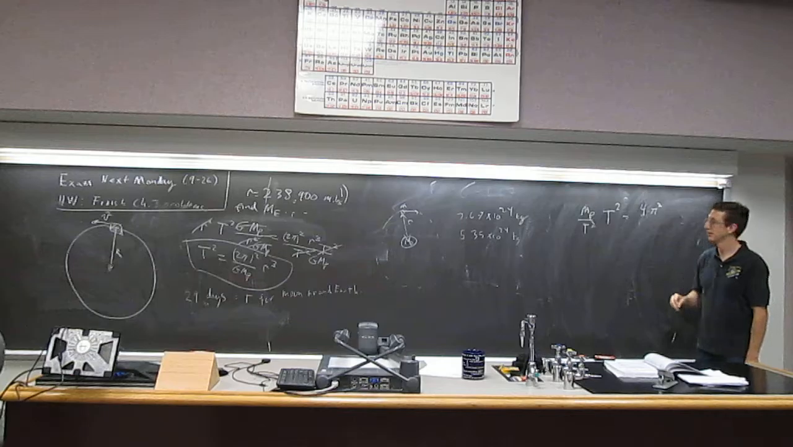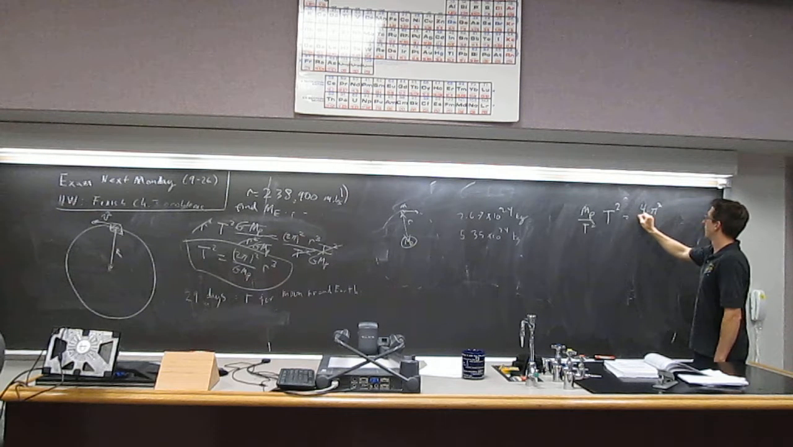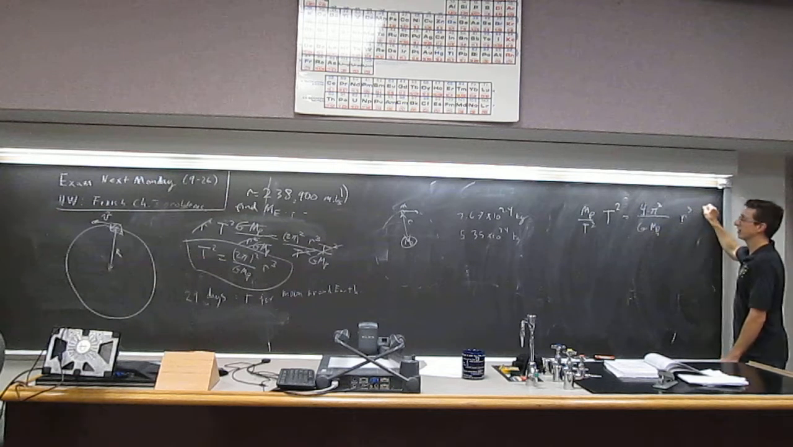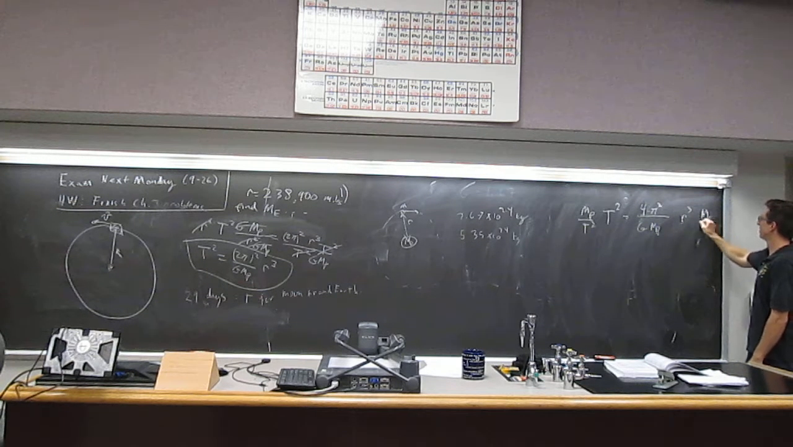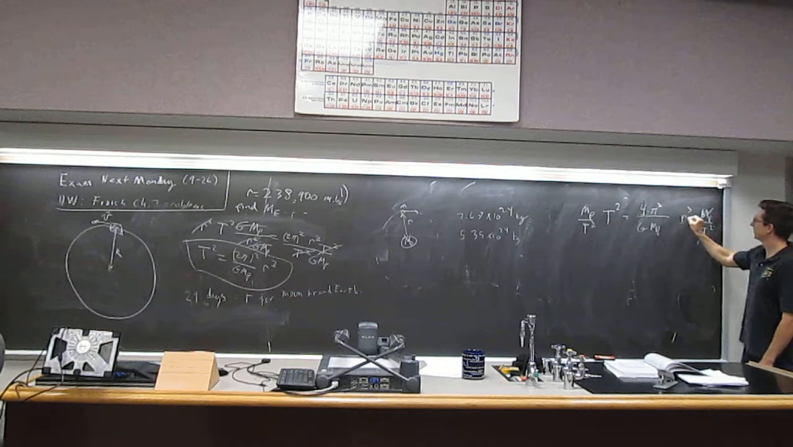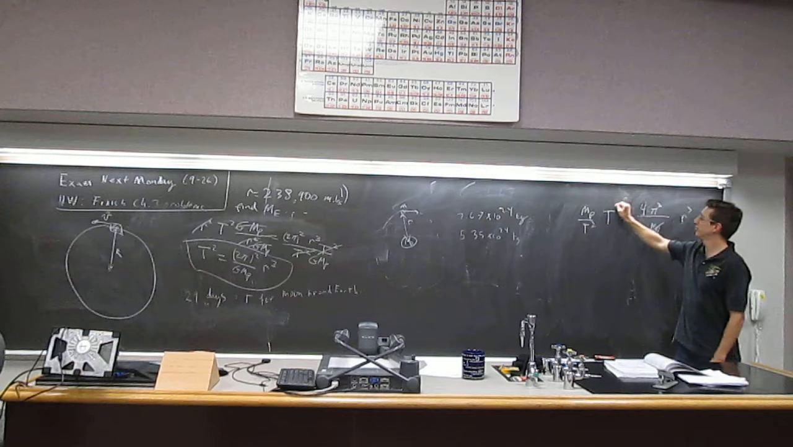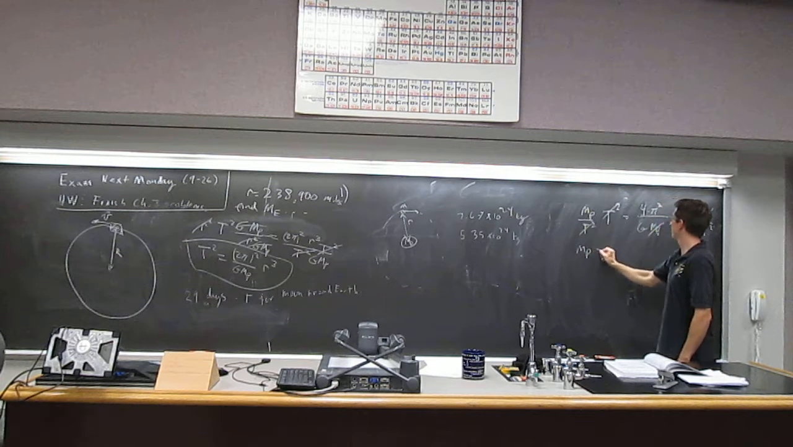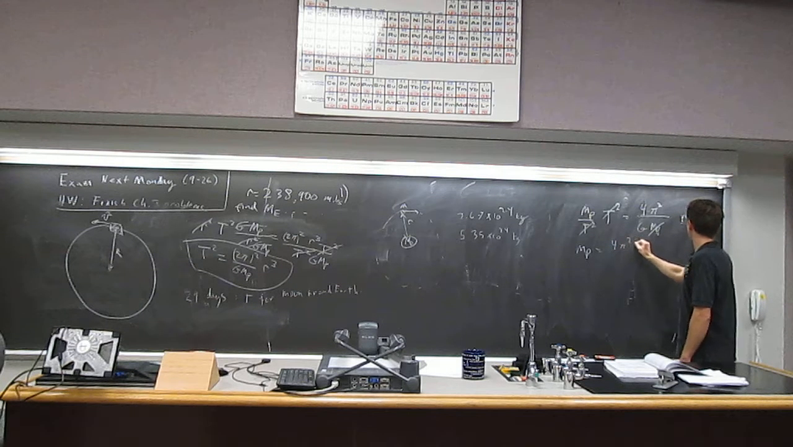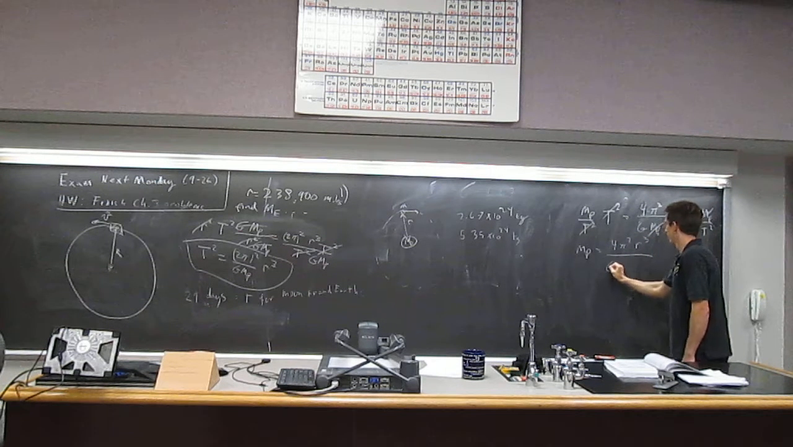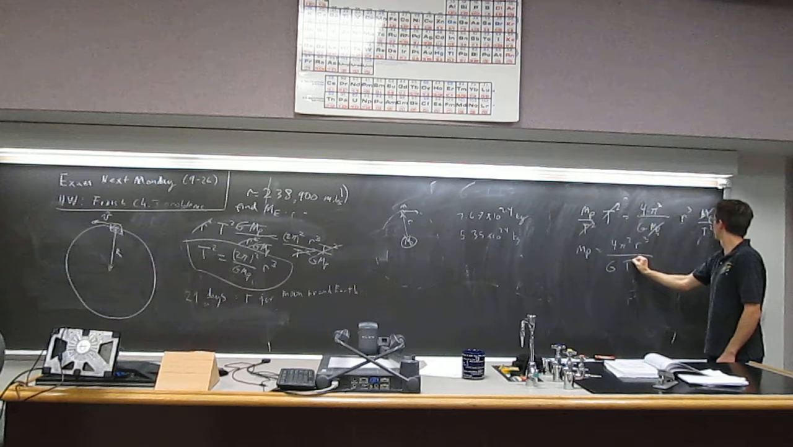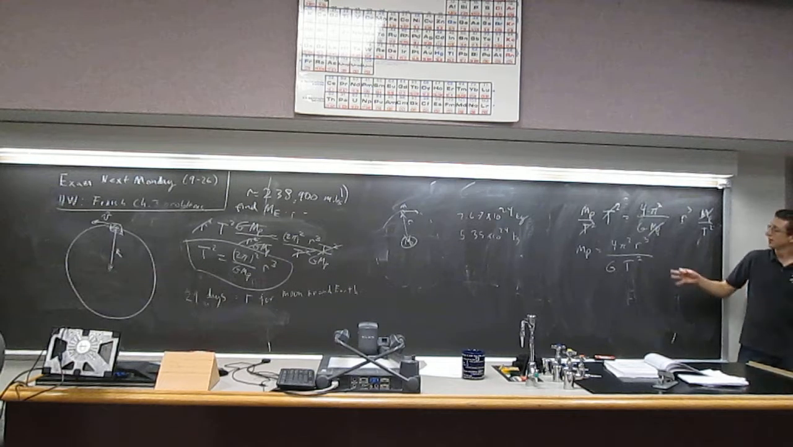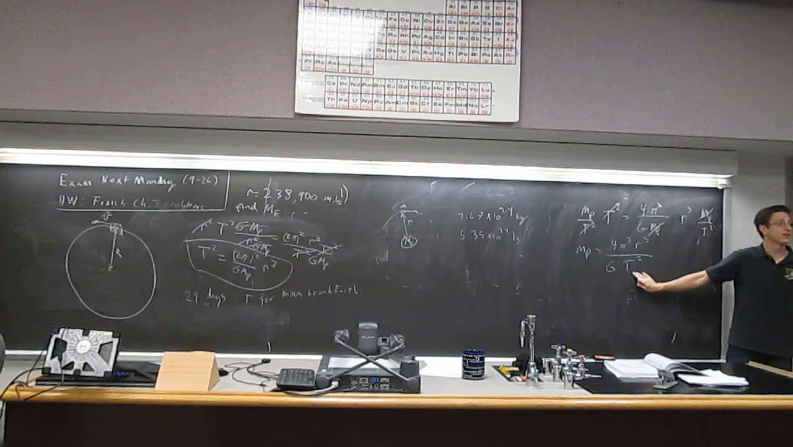Over G times r cubed times mass of planet over t squared. This cancels with this. These two t squareds cancel. And I end up with the mass of the planet equal to 4 pi squared r cubed over G t squared. Okay? Now, we need to get what r is, and we need to get what t is.